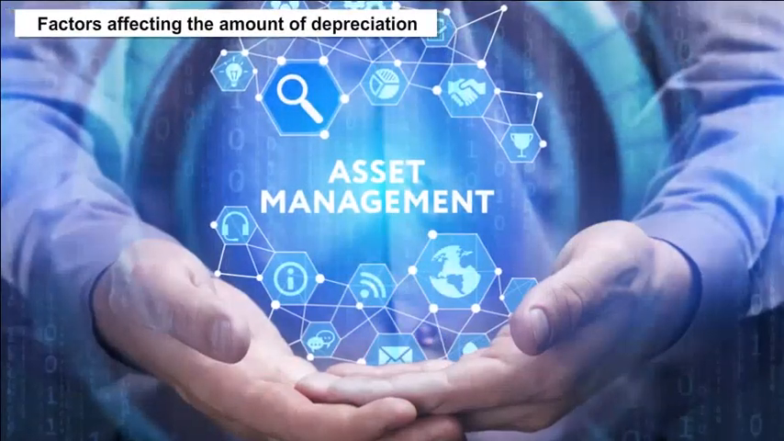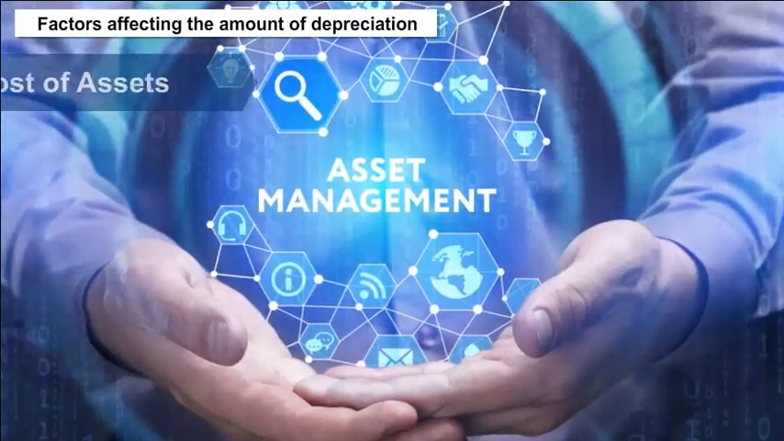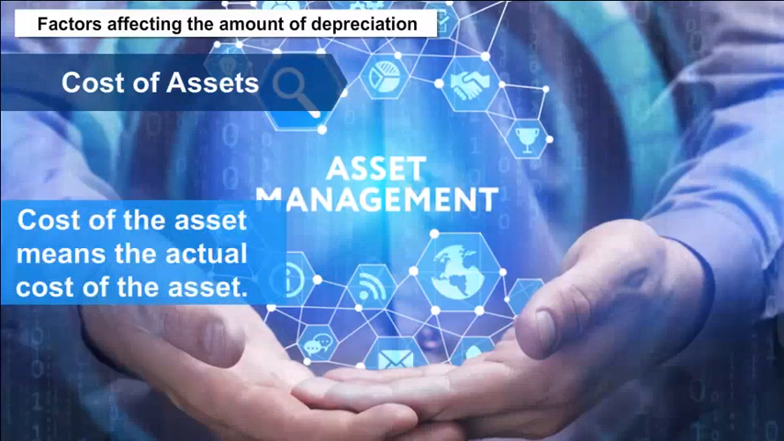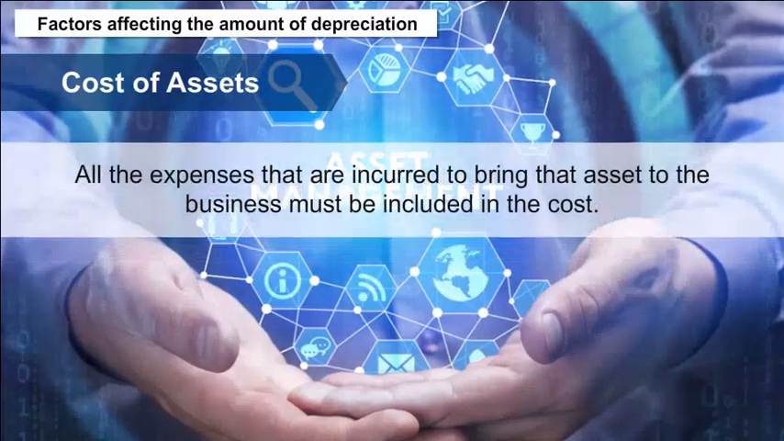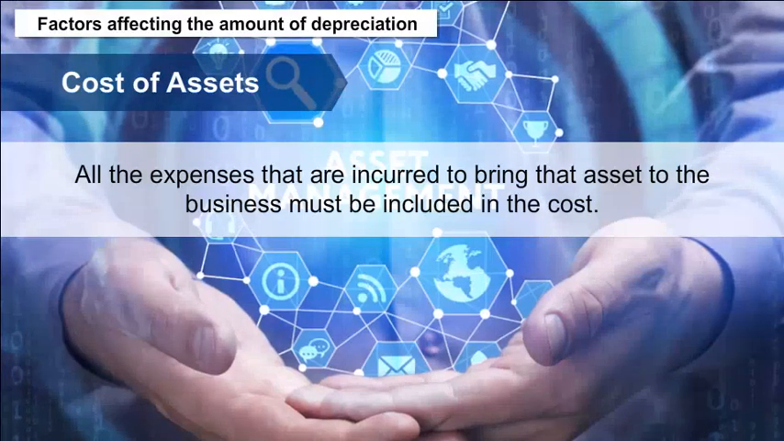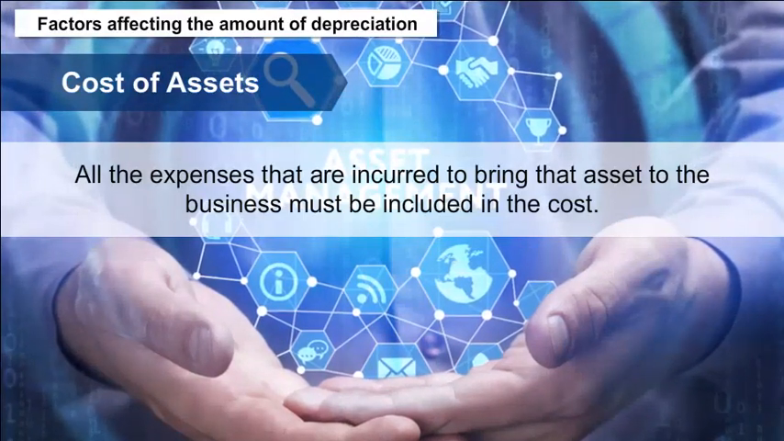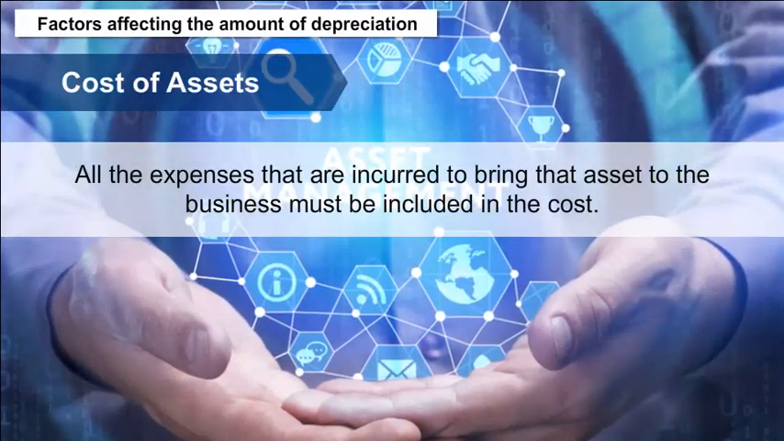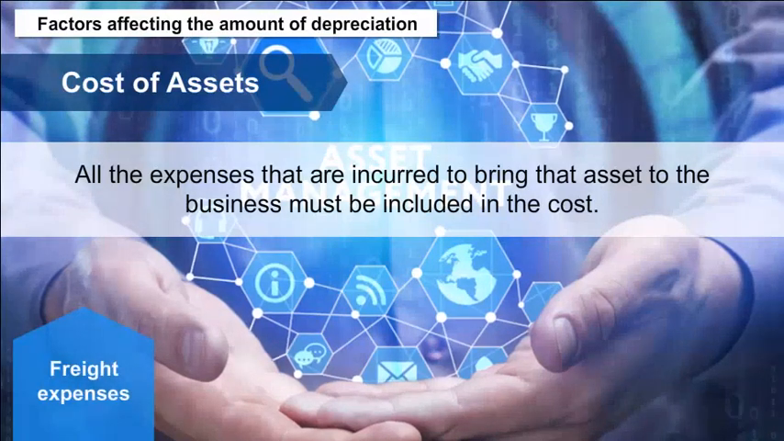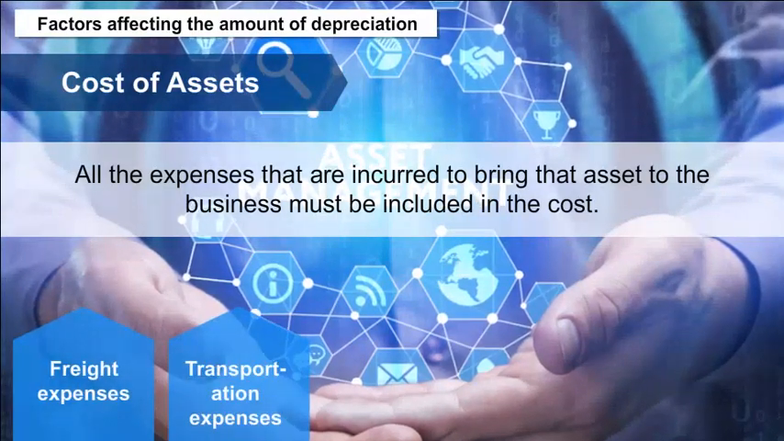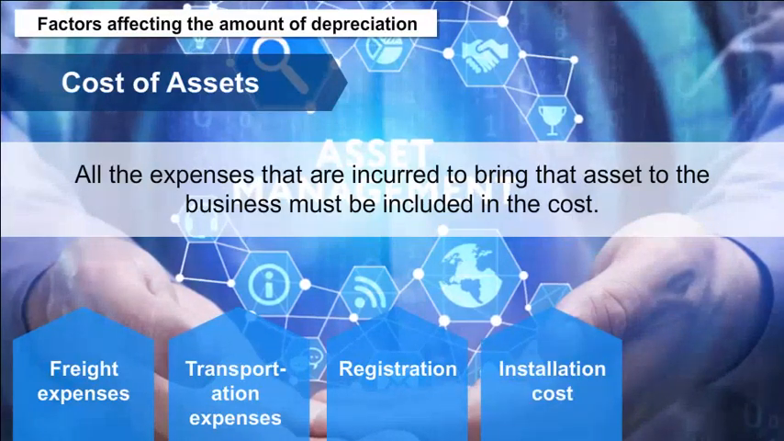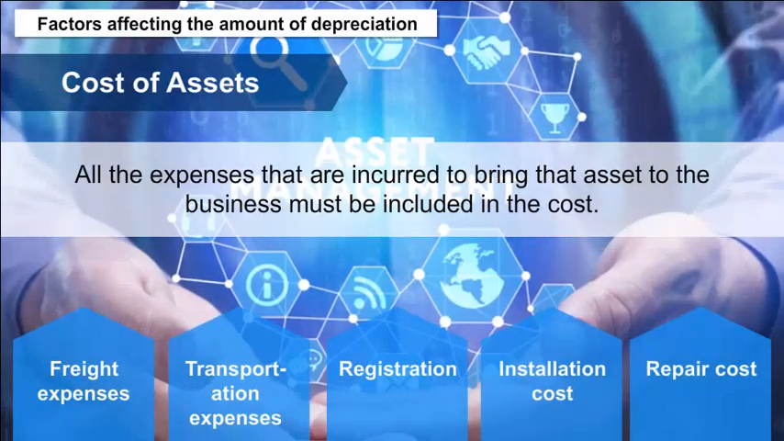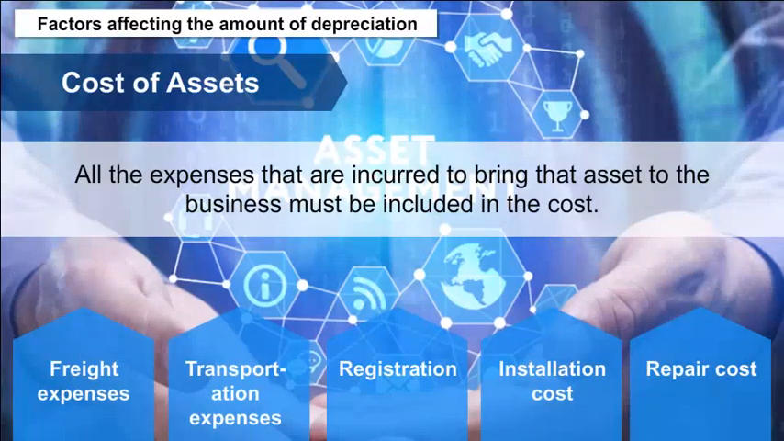Factors affecting the amount of depreciation. Cost of assets. Cost of the asset means the actual cost of the asset. All the expenses that are incurred to bring that asset to the business must be included in the cost, like freight expenses, transportation expenses, registration, installation cost, repair cost in the case of second-hand machines, etc.